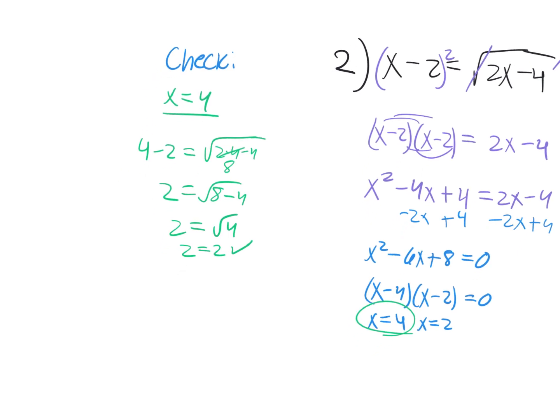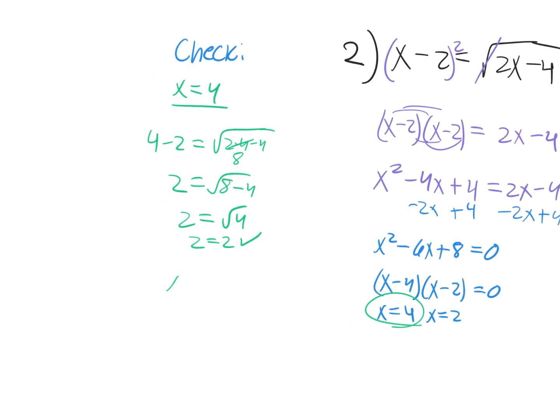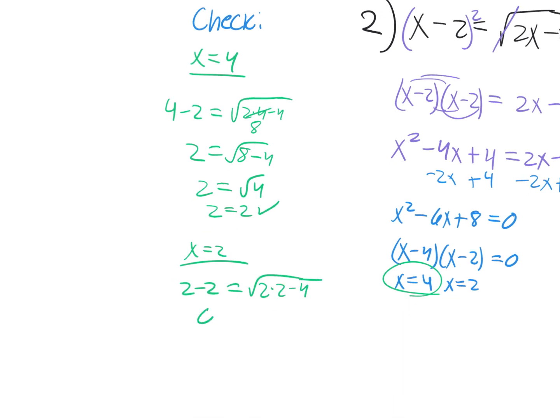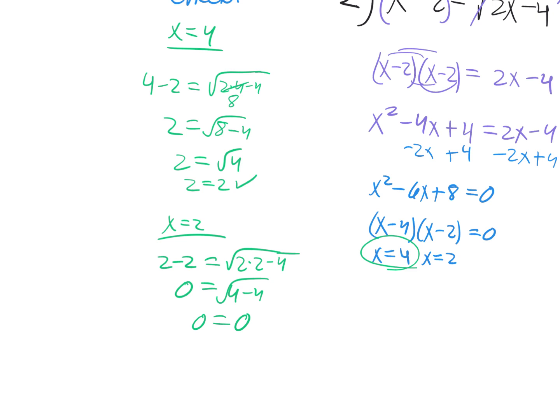We also want to check x equals 2. So we get 2 minus 2 equals the square root of 2 times 2 minus 4. So we get 0 equals 4 minus 4 under a radical. We get 0 equals 0. That's true. So x equals 2 is also a solution.